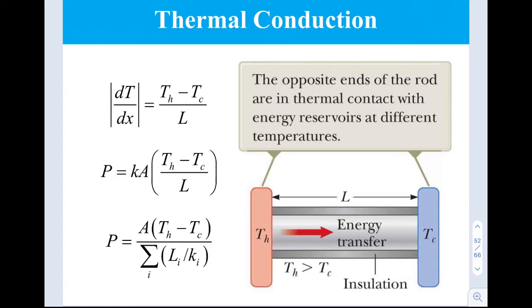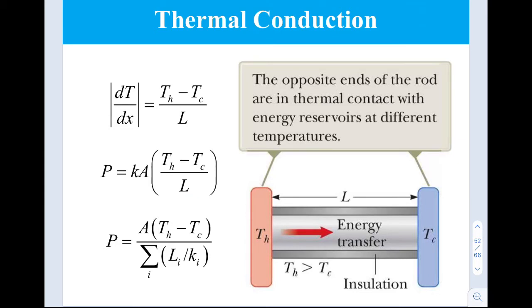The temperature gradient is the same everywhere along the rod, and as a consequence, the modulus of dT over dx is equivalent to (T_h minus T_c) over L. Therefore, the rate of energy transfer by conduction through the rod is equivalent to kA(T_h minus T_c) over L.